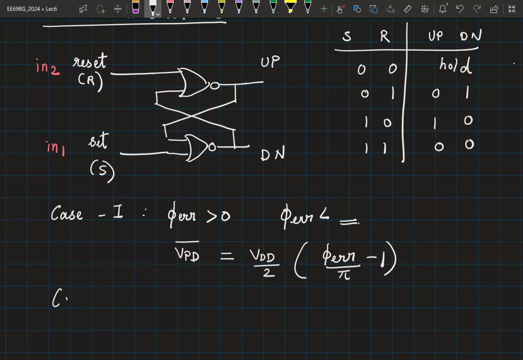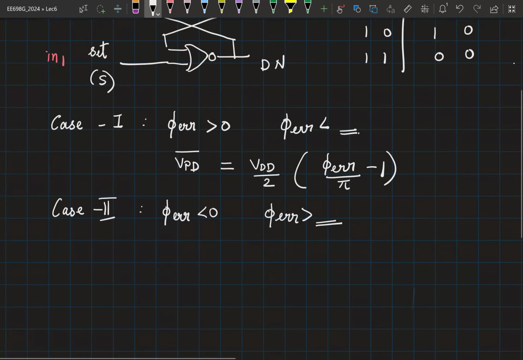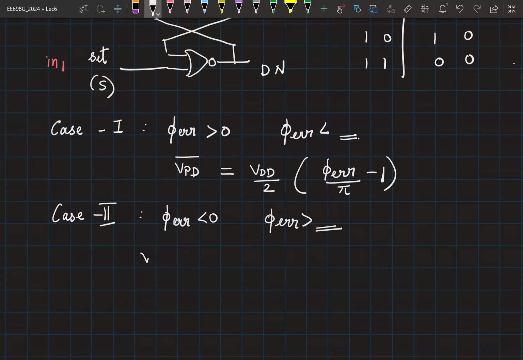Now we solved for one more case where the phase error was lesser than 0. Again, there would be a limit during which this equation is valid. So this would mean that phase error is lesser than 0 and phase error is greater than some value. Again, we have not figured out what that value is. What is the expression for VPD average? VDD by 2, 1 minus mod of phi error by pi.